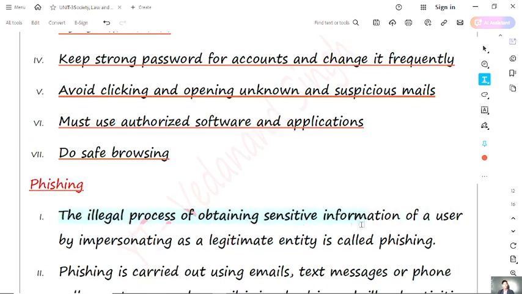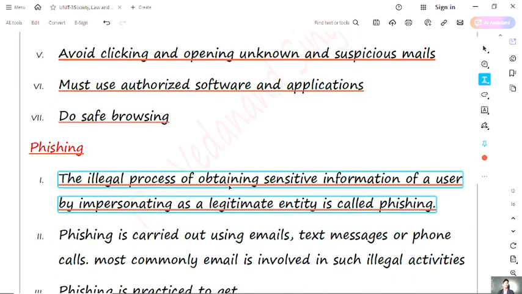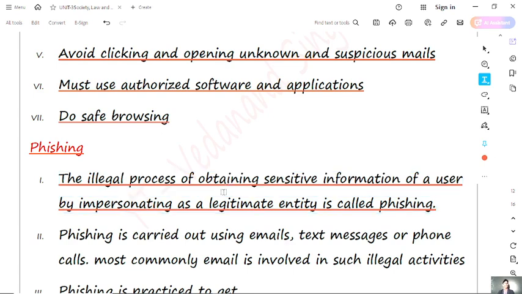The illegal process of obtaining sensitive information of a user by impersonating a legitimate entity is called phishing. Simply, your main focus in phishing is to get the sensitive information. Sensitive information means things like the bank password, bank number, account number, PIN code. If you are asking for that, that is phishing.